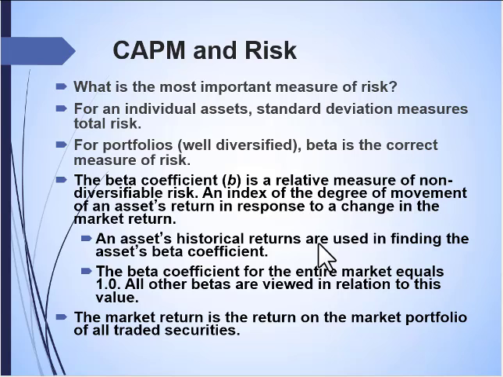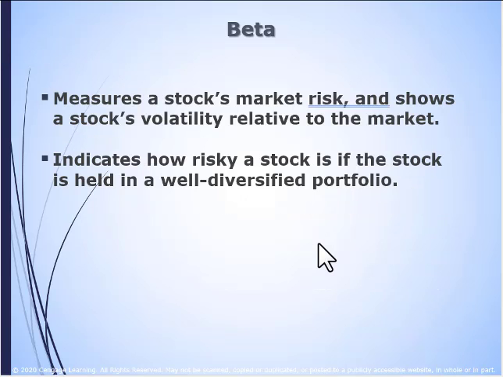The beta coefficient of the entire market, or said another way, the stock market's beta, is 1.0. All other betas then are viewed in relation to how they stack up against the stock market beta. So again, the market return is the return on the market portfolio of all traded securities. So let's dig a little deeper.